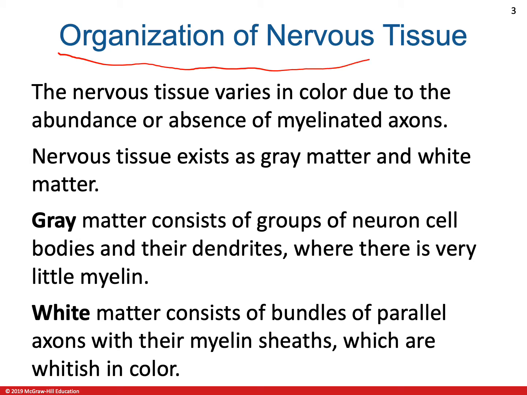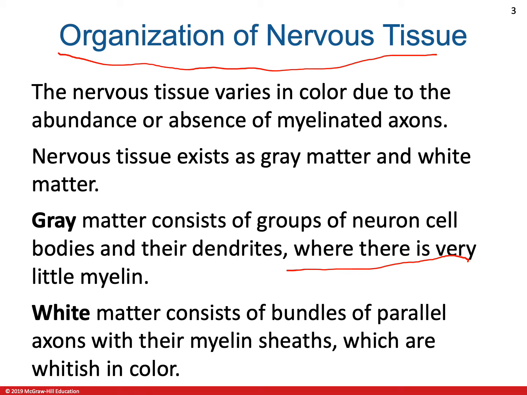Okay, so let's start with the organization of tissue. Nervous tissue varies in color due to the locations and arrangement of the parts of the neurons and the glial cells. Again, the glials are the supporting cells, which do not undergo cellular division, right? Nervous tissue exists as gray matter and white matter. Gray matter consists of a group of neuron cell bodies and their dendrites, where there is very little myelin.